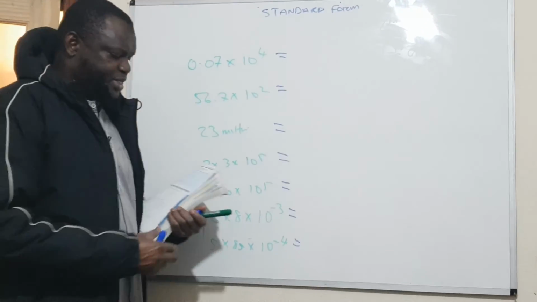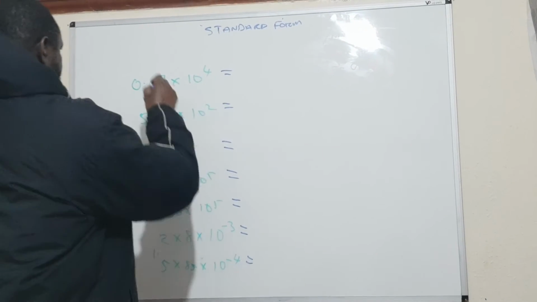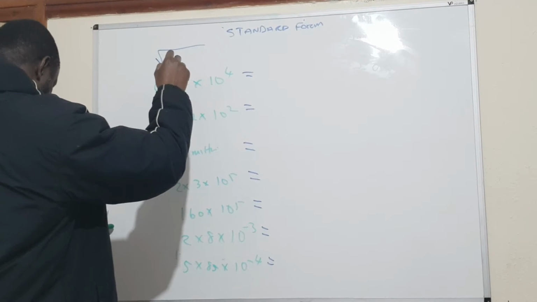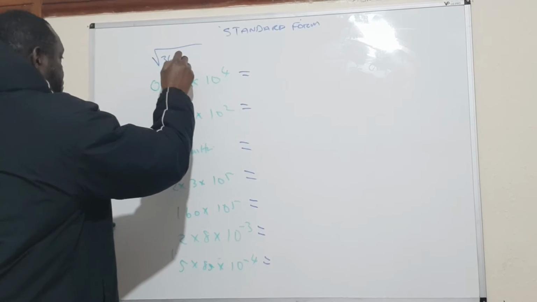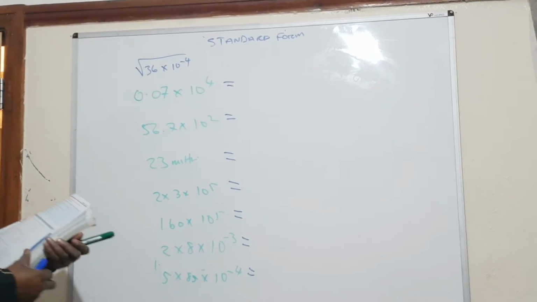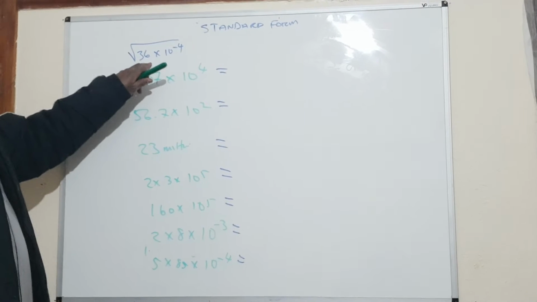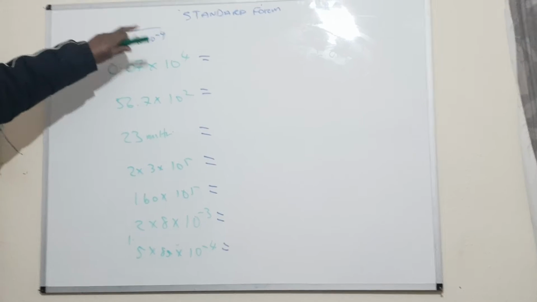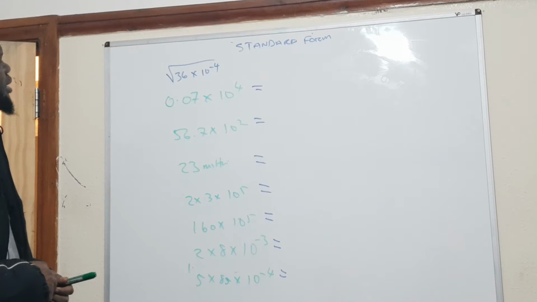Now let's look at this. First of all, look at this one. The root of 36 times 10 to the power minus 4. That one is a killer question, isn't it? Square root of 36, 6. Yes. Times 10 to the power, index form. Okay.